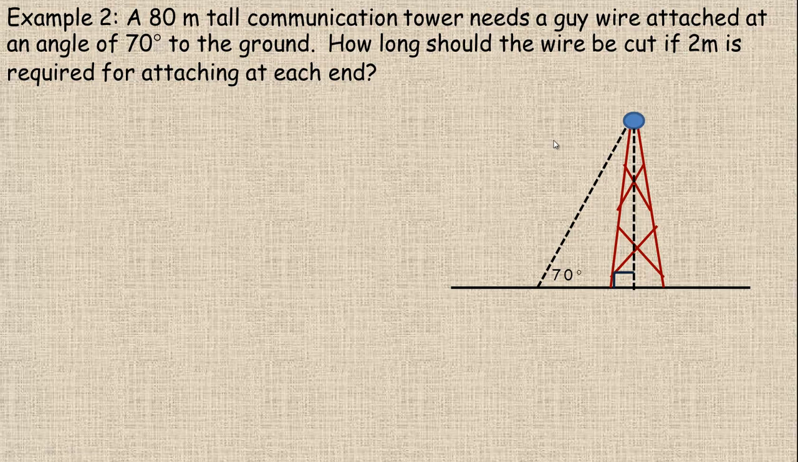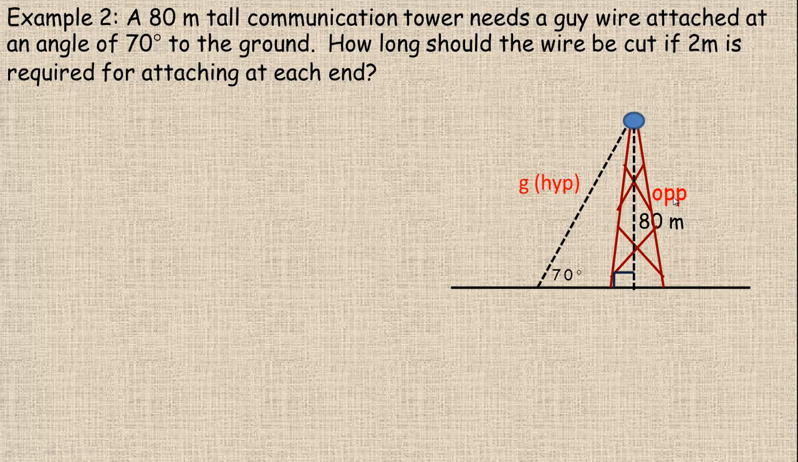And we're asked to find how long the wire should be cut if we need 2 meters of fastening for the top and, of course, for the bottom as well on either end. Now, in this right triangle, this side right here, that's the height of the tower, so that's the 80 meters. And that's the opposite side to the 70-degree angle. And we're asked to find this side right here, which I'm going to call G for guy wire. And that would be the hypotenuse because it's across from the right angle.